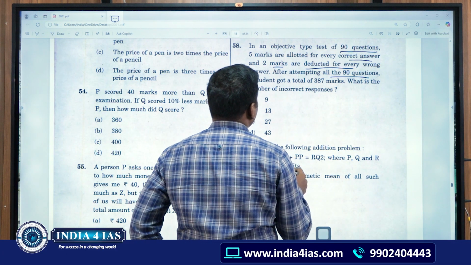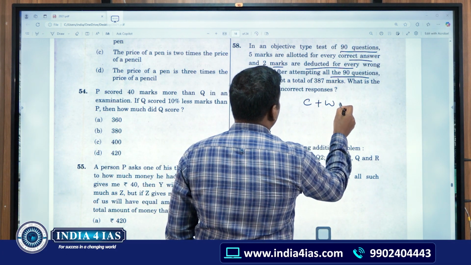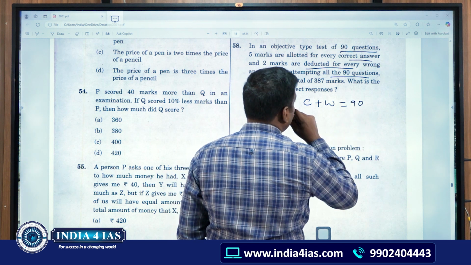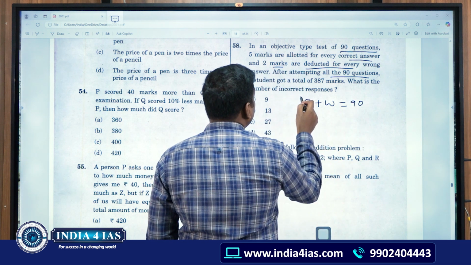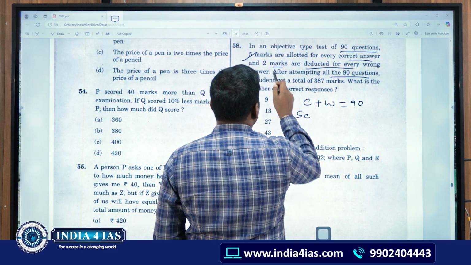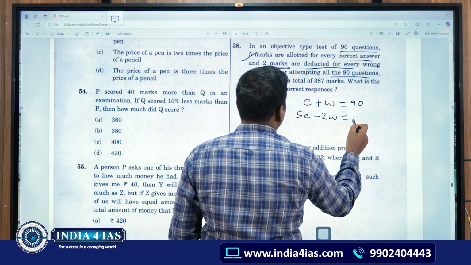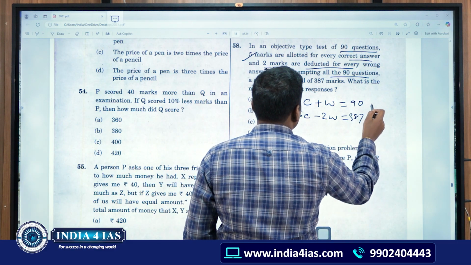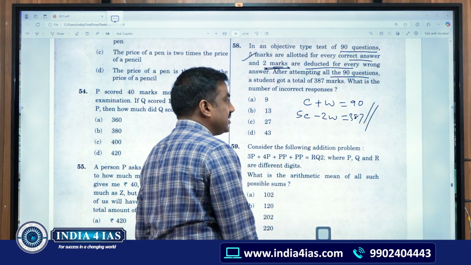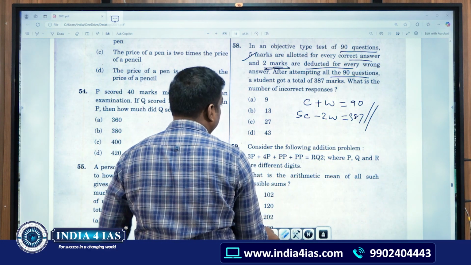So here the correct questions that he has solved plus wrong questions he has solved is equal to 90. Then for each correct question he will get plus 5, that is 5C is the total marks, and negative marks minus 2W. So total he has scored is equal to 387. Two equations are there, two variables are there. You can solve this one easily.